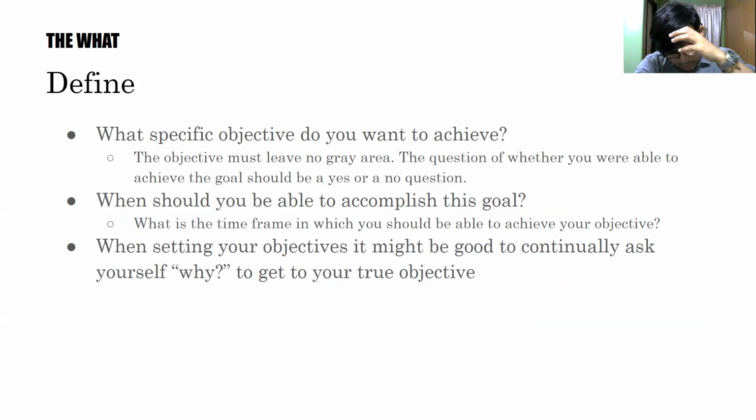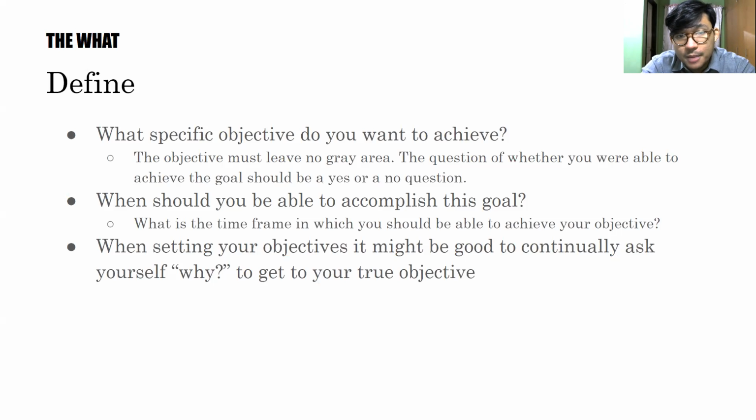So yeah, let's go deeper as to what these things mean. So there we have here, the first step is the objectives that we need. What objectives should we accomplish? The first thing that we have to do is define it, and it has to be specific. So what does this mean? It means that it leaves no gray area, as I've mentioned before.